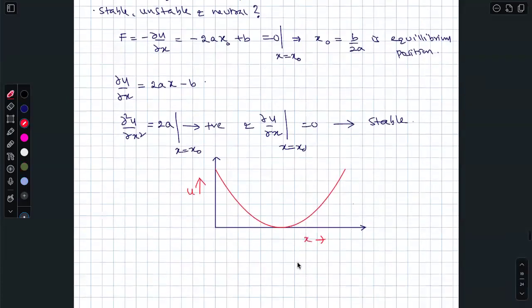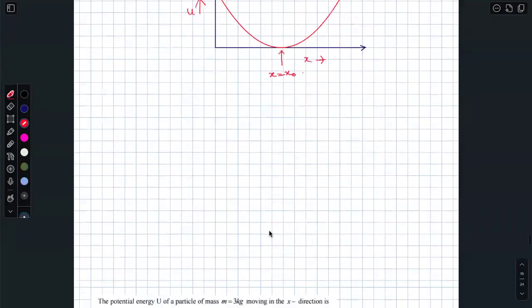Now at x is equal to x naught, what is happening? Dou u by dou x is 0. Any doubt? Clear? Okay, this is a basic question. Now we'll move on to the next question. What is that question? I'll just give you an idea.